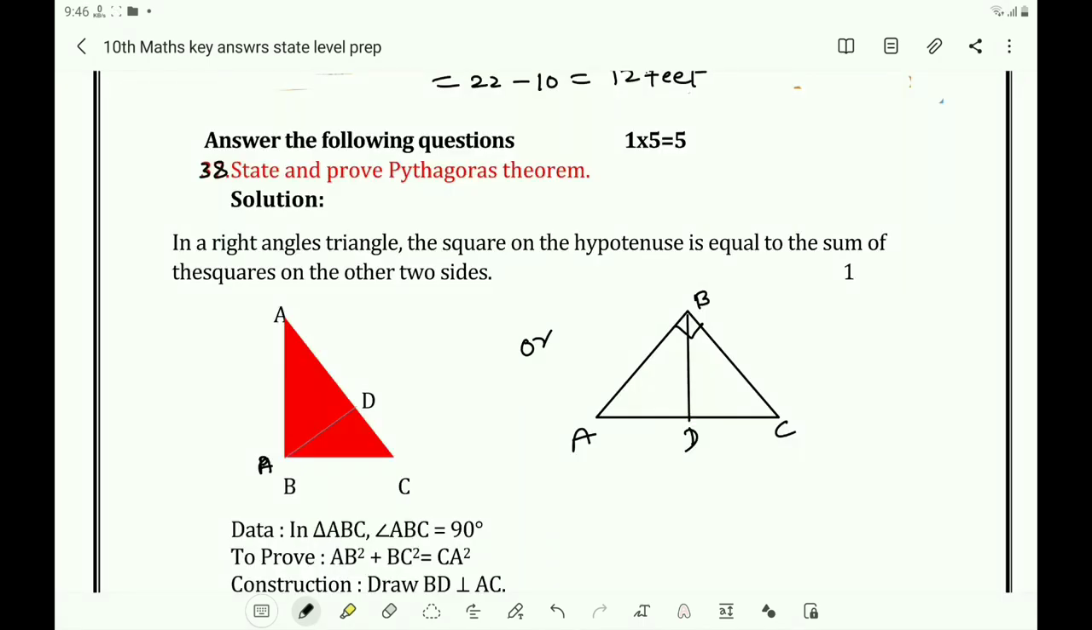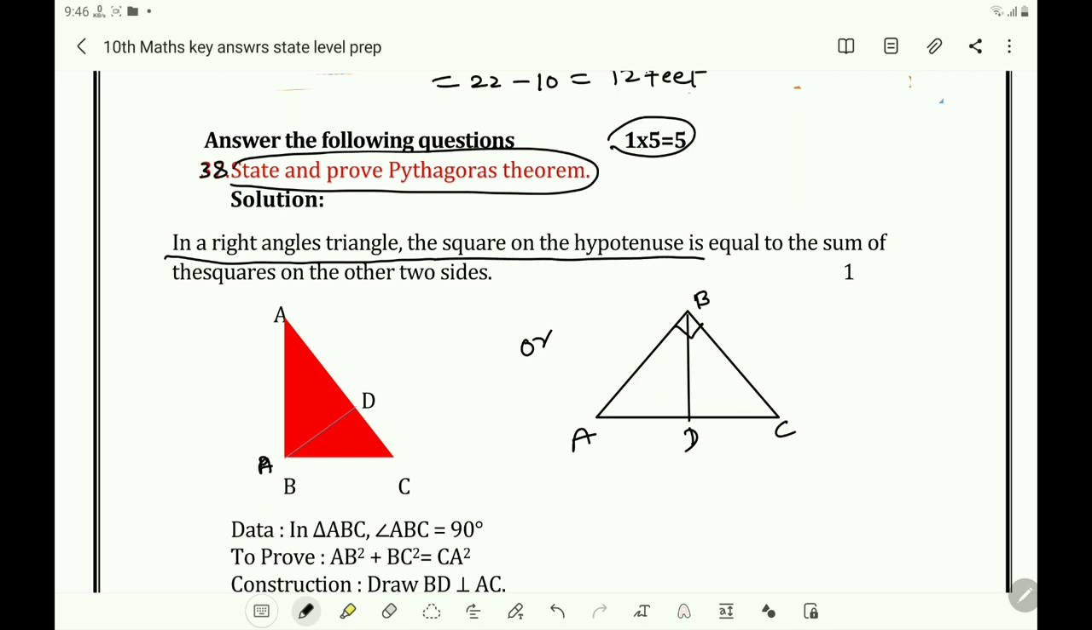Now the last question, question number 38, that is a 5 marks question. State and prove Pythagoras theorem. Here you must write the statement. The statement has 1 mark and the next part has 4 marks. So what is the statement of the Pythagoras theorem? In a right angle triangle, the square of the hypotenuse is equal to the sum of the squares of the other two sides. That is the statement of the Pythagoras theorem.